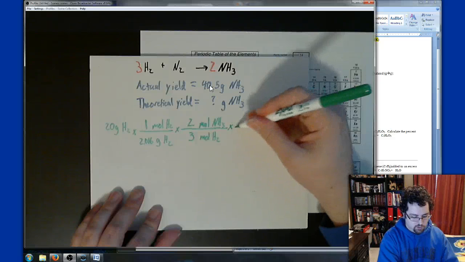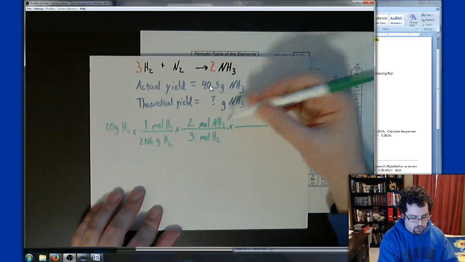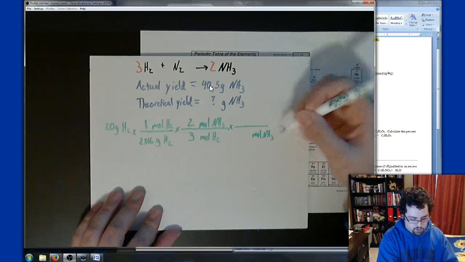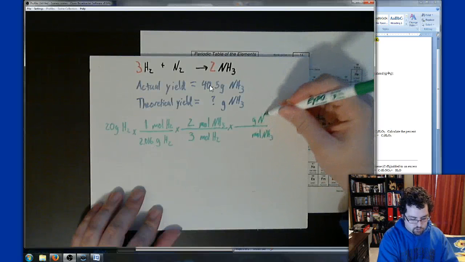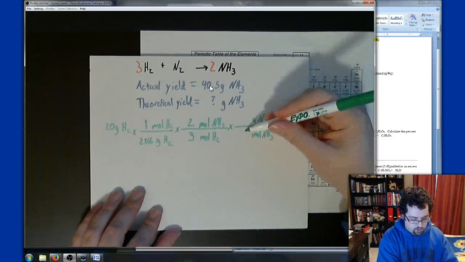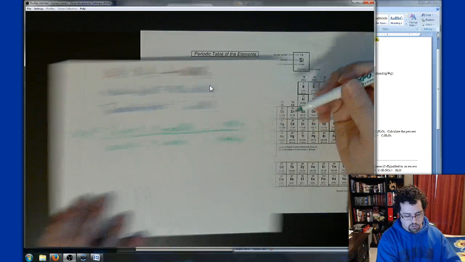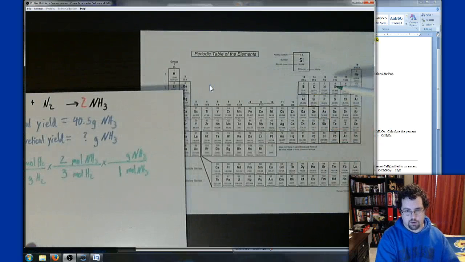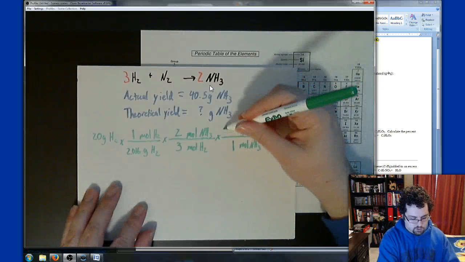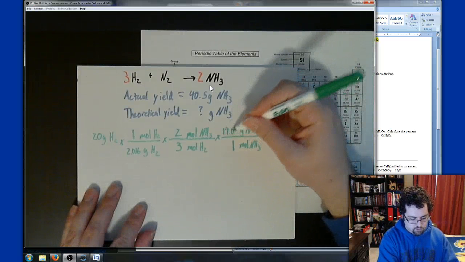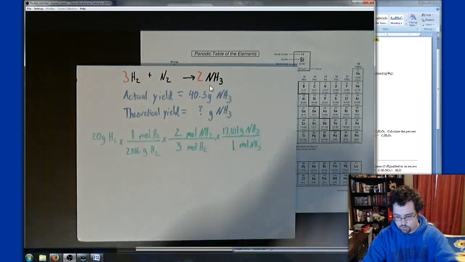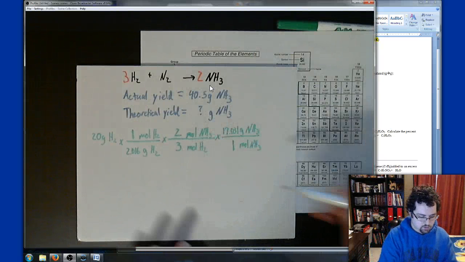So I got to keep going until I get grams of NH3. So moles of NH3 comes down. And I can change moles of NH3 to grams of NH3 using the molar mass of NH3, because 1 mole of NH3 is going to be equal to the molar mass of N and 3 H's. So if you add up N and 3 H's, you get 17.031 grams.